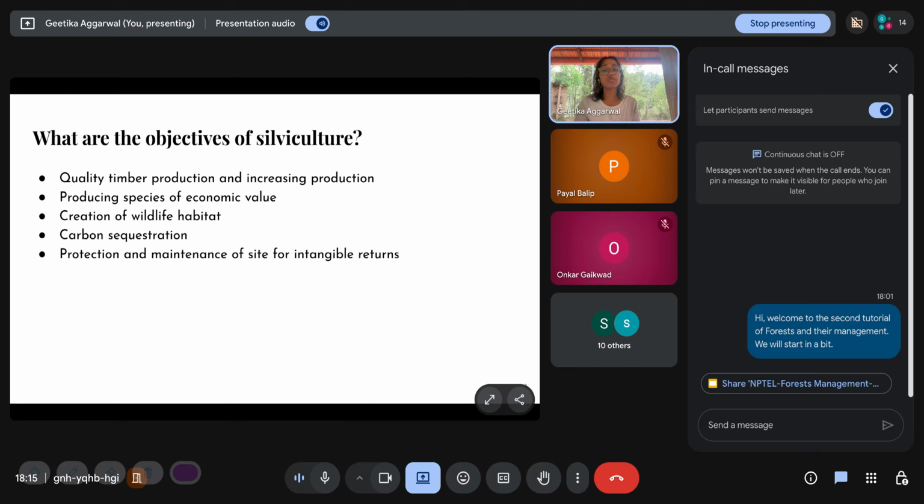So maybe the government wants to maintain that area entirely undisturbed, like a reserved forest, in order to have these returns in the future, right? So these could be some of the objectives of silviculture.